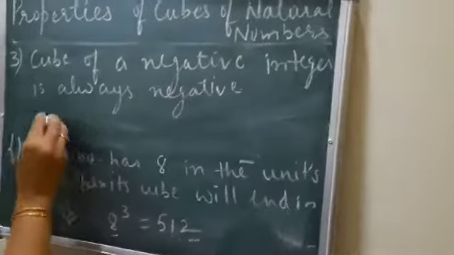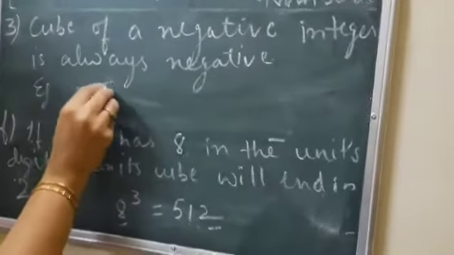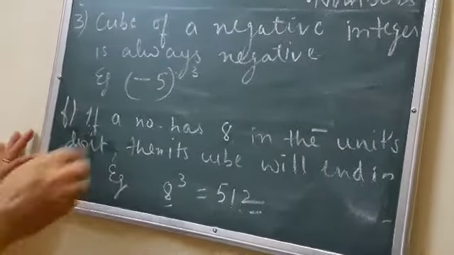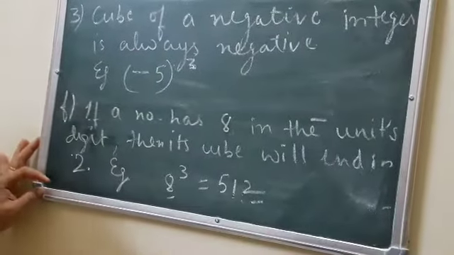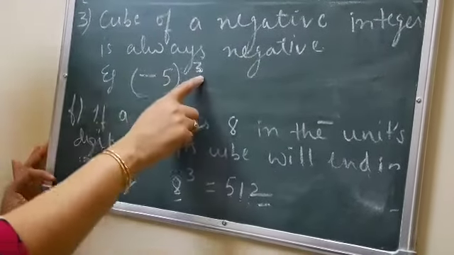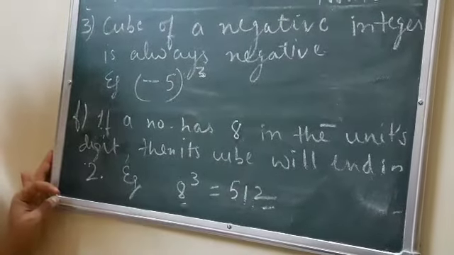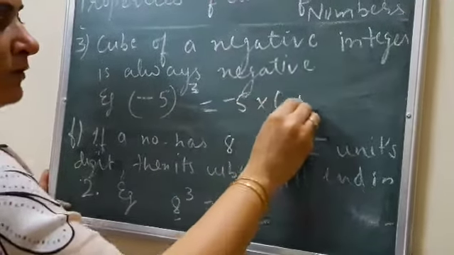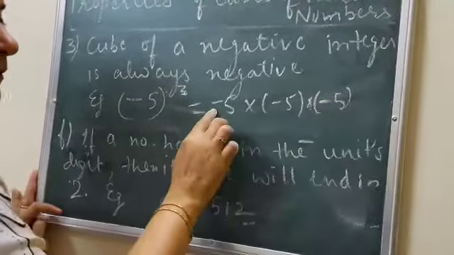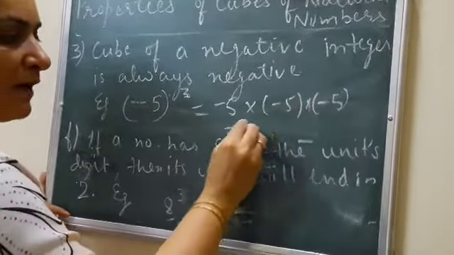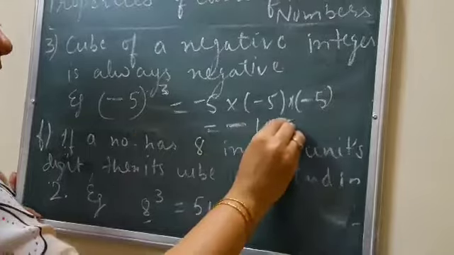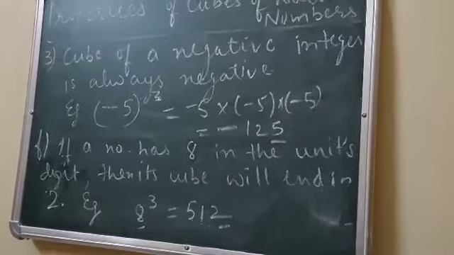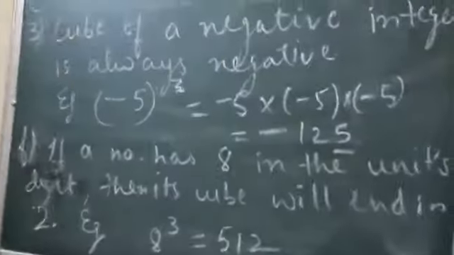For example, if I take the cube of minus 5, that means you have to multiply this minus 5 three times. Earlier also in the chapter exponents and powers, I told you that when your power is odd and you are multiplying the negative sign, then your answer is always negative. So minus 5 into minus 5 into minus 5, when we will do minus minus plus, plus minus minus. So your answer will always be negative, right? So whenever your number is negative, your cube will also be negative. This was your third property.